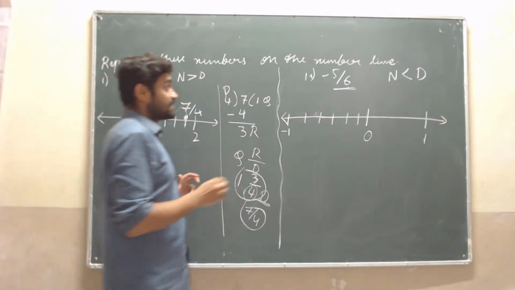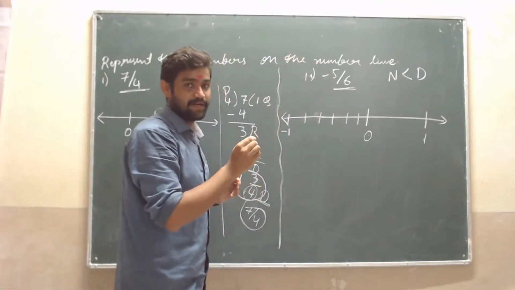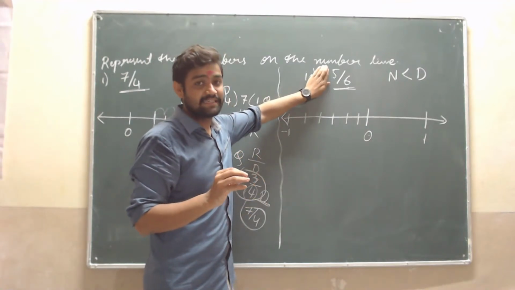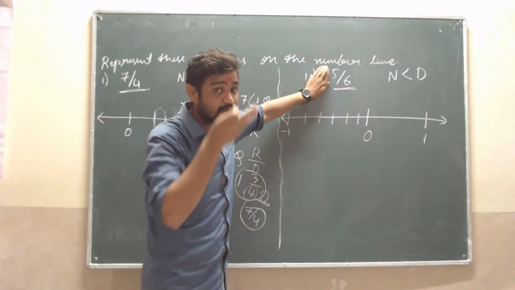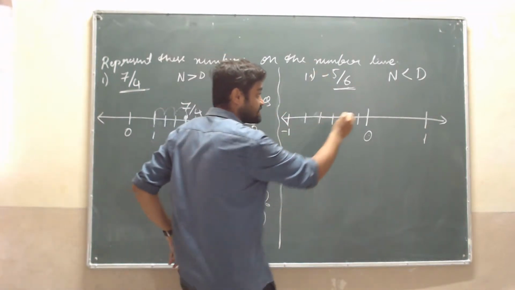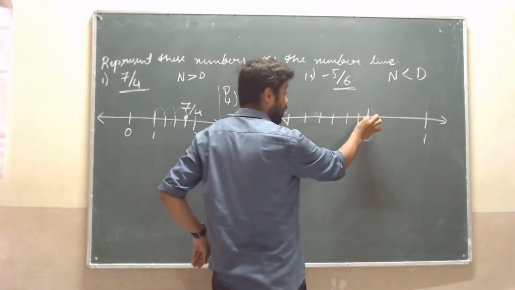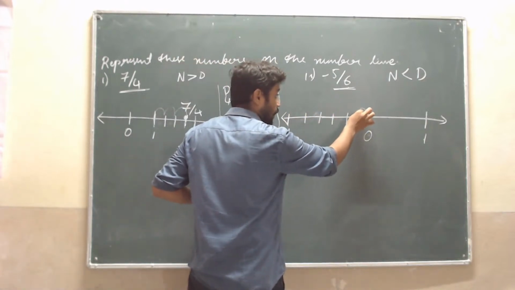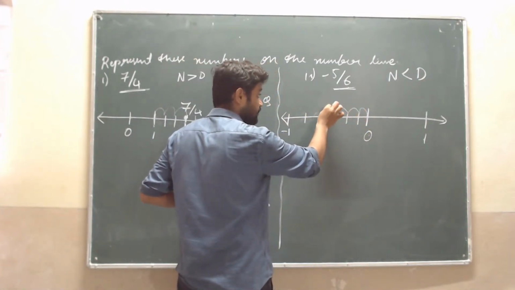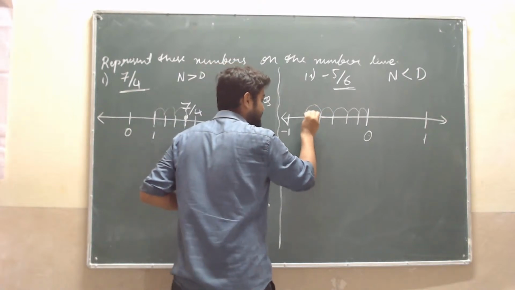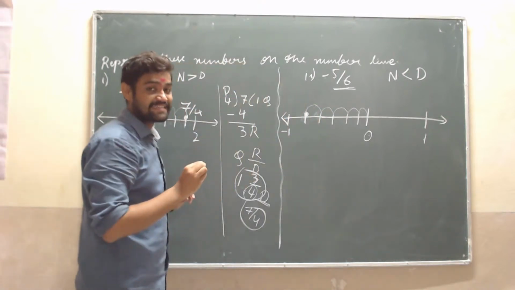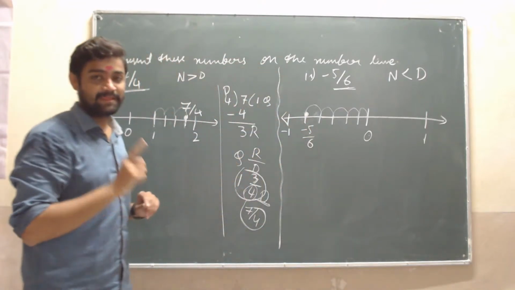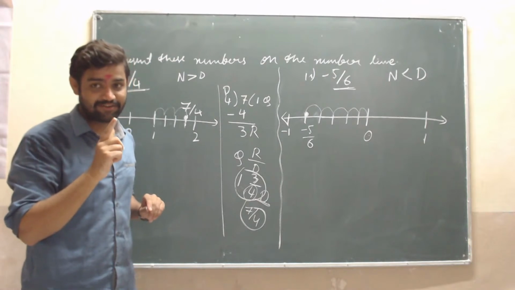Done? Then minus 5. The 5, the numerator, indicates the jumps from the starting point. Starting point is 0, and how many jumps do we have to do? That is 5. See here, 1 2 3 4 5. This line indicates what? That is minus 5 by 6. Okay, clear? Yes, 6 equal parts.